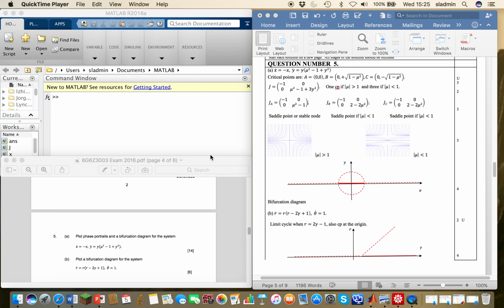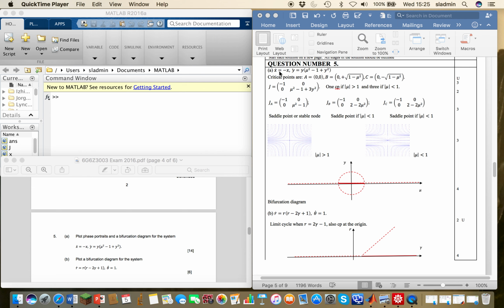The solution for question number 5 for the Chaos and Dynamical Systems paper. 5 part A, we need to plot a bifurcation diagram for this Cartesian system. And for 5 part B, we want to plot a bifurcation diagram for this polar system.